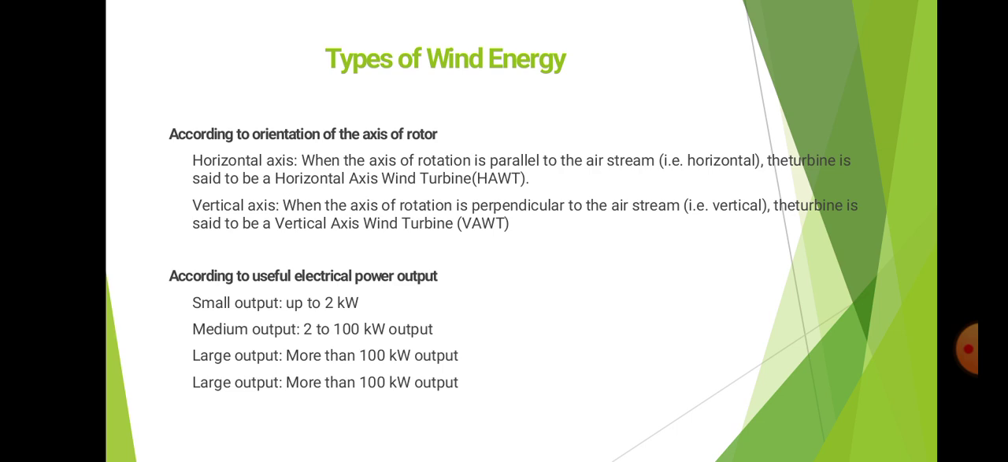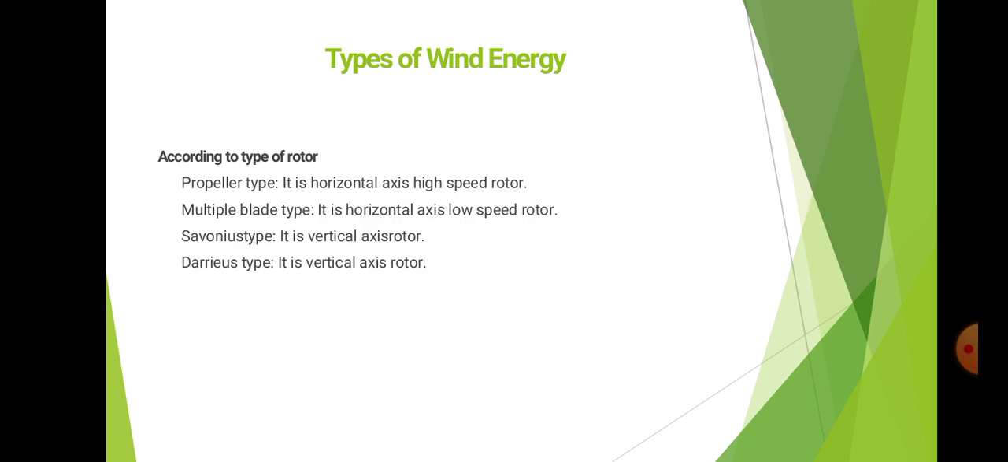According to useful electrical power output, small output is up to 2 kilowatt, medium is 2 to 100 kilowatt, and large output is more than 100 kilowatt. Types of wind turbines according to the type of rotor: propeller type, it is horizontal axis, high speed rotor. Multiple blade type, it is horizontal axis, low speed rotor. Savonius type, it is a vertical axis rotor. Darrieus type, it is a vertical axis rotor.